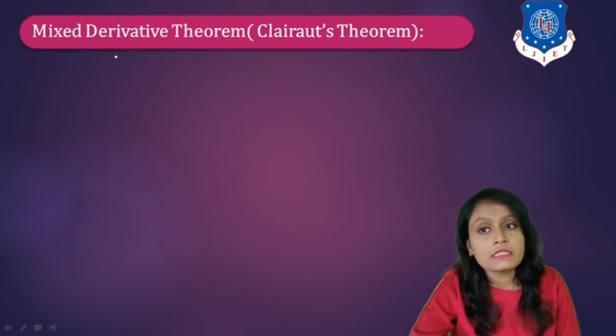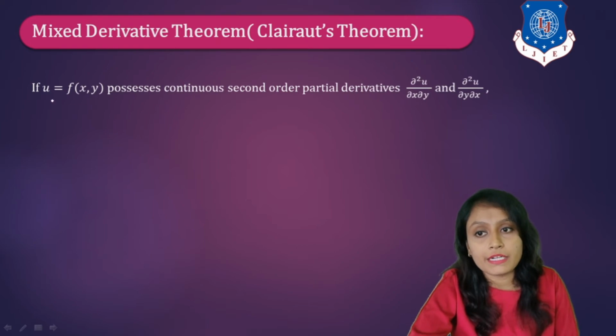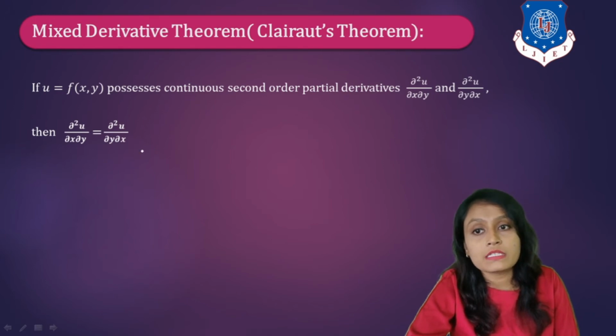Okay, next topic is the mixed derivative theorem. It is also known as Clairaut's theorem. Okay, so let's begin with the statement. If u is equal to f of x, y possesses continuous second order partial derivatives, that is del square u by del x del y and del square u by del y del x, then both these partial derivatives are the same. So the statement says that if this function possesses these two partial derivatives, then they will always be the same.